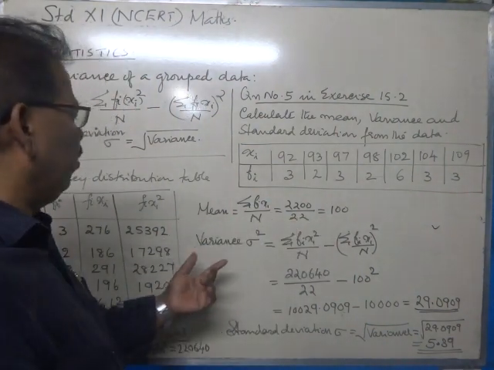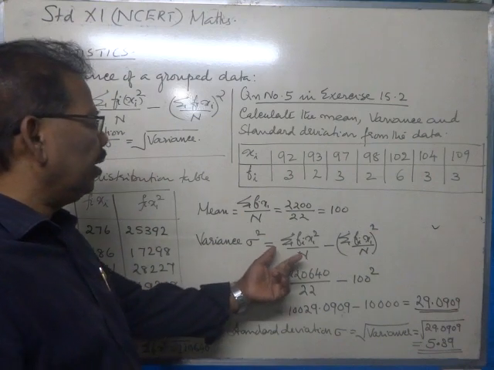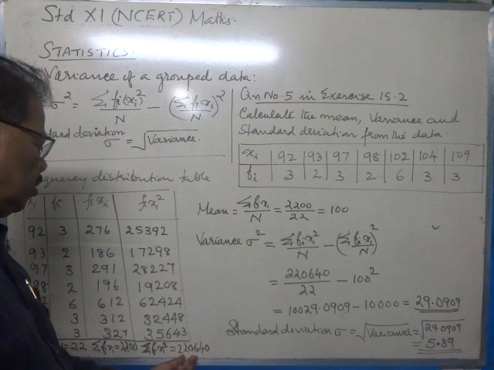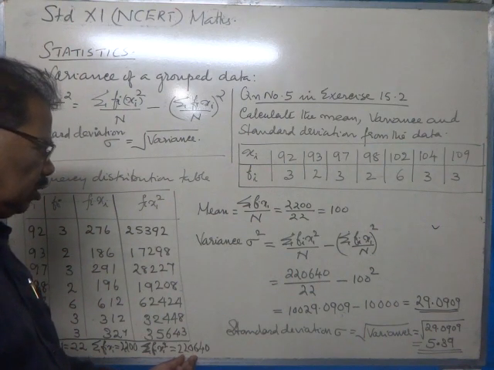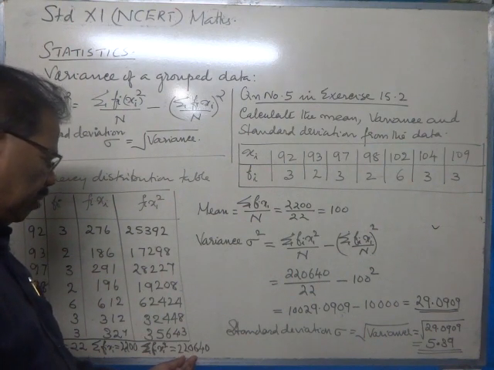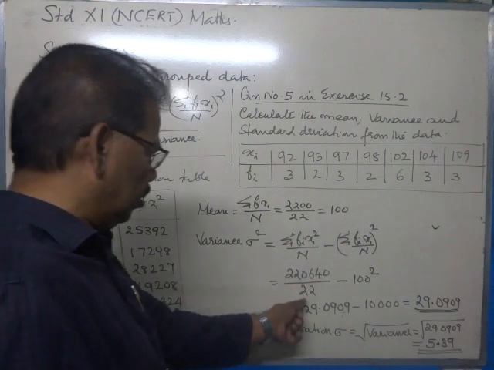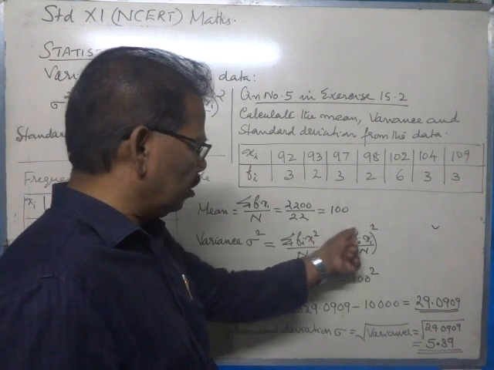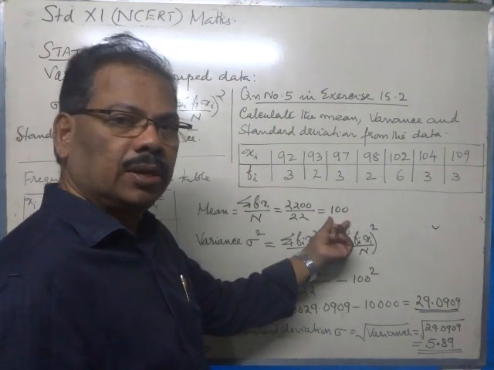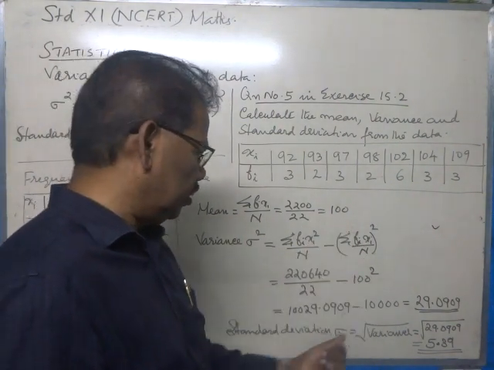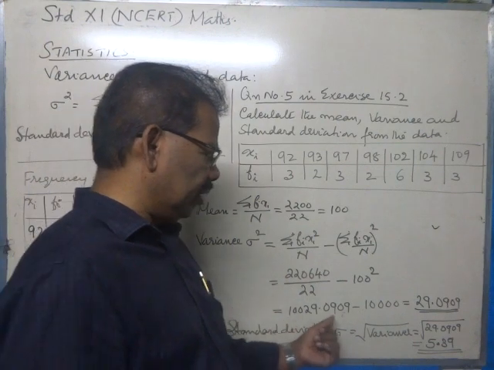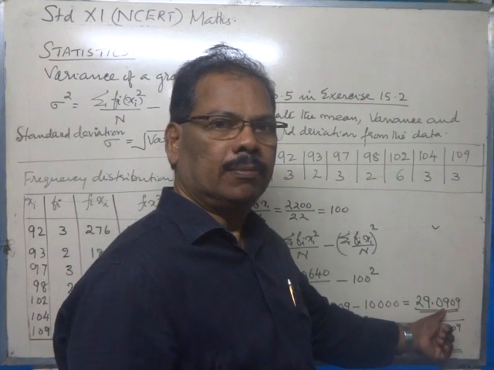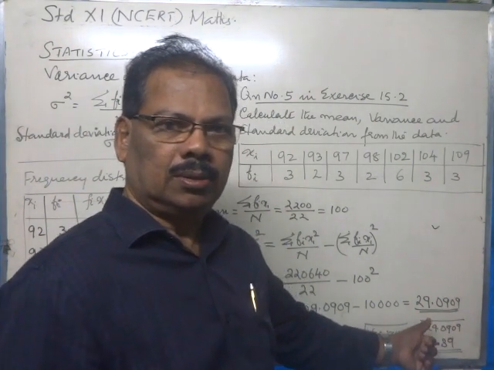Now variance is given by sigma fi xi square by n. Sigma fi xi square is equal to 2,20,640 dividing by n, that is by 22, minus sigma fi xi by n, this already seen, 100 square. Then simplifying, we get 29.0909. That is the variance.